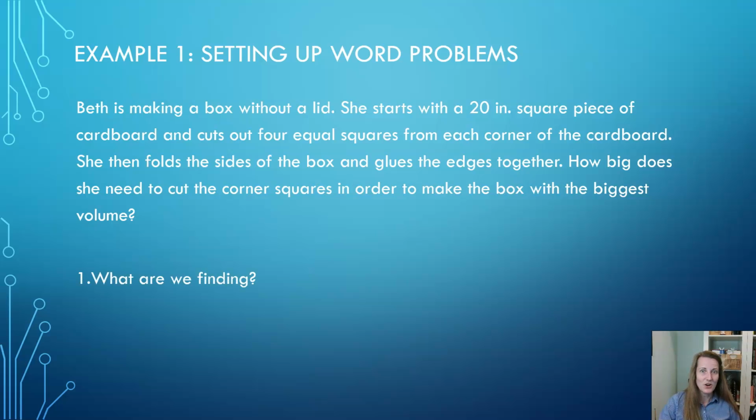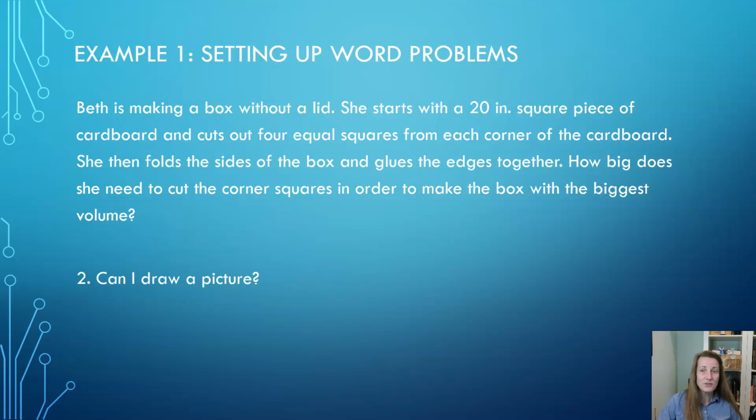Number 1, what are we finding? Name your variables. So we're going to write the word find. Find what? How big does she need to cut the corner squares? So I'm going to say find X, and I'm going to label specifically. X is the corner dimension. So write that down, corner dimension. Okay, we know exactly what we're looking for.